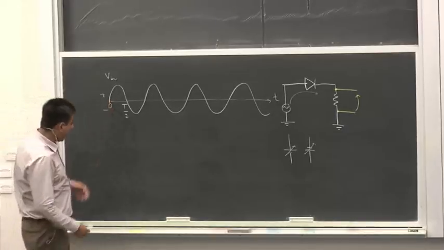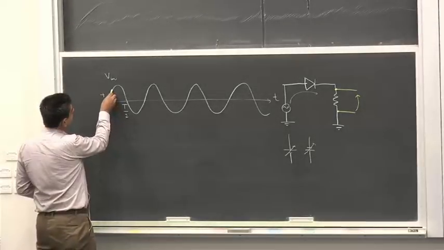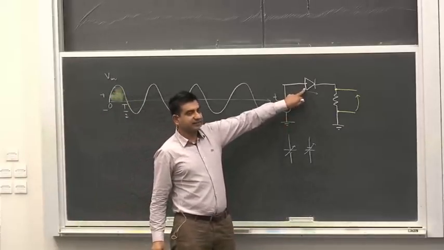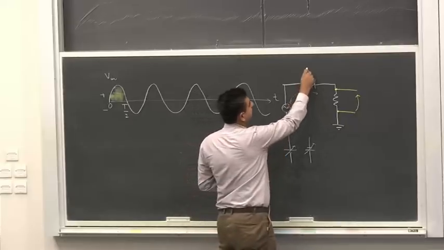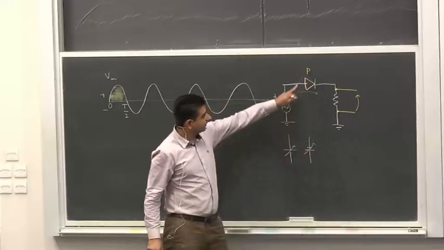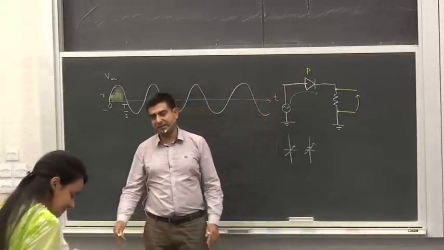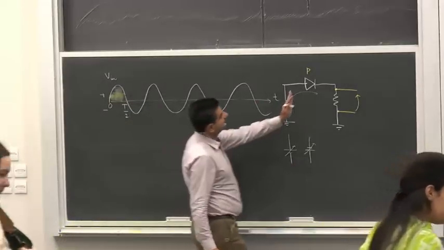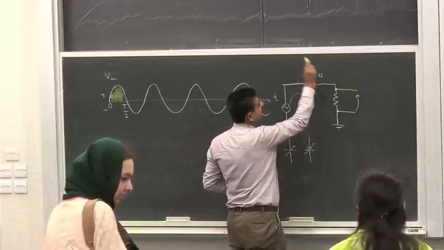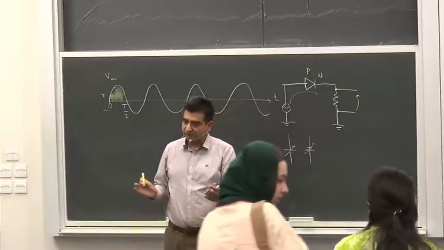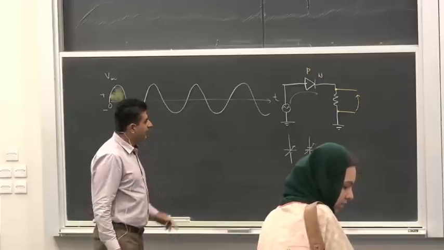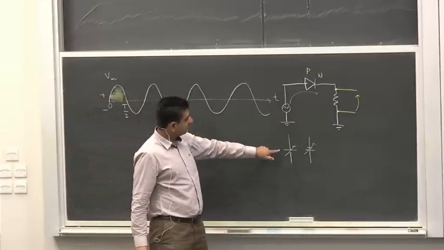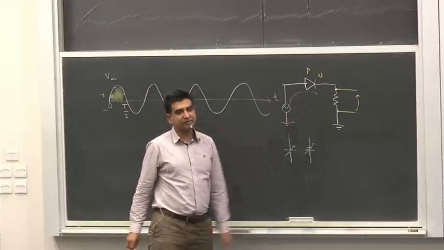So in half of the cycle, in this half of the cycle, the positive terminal of the battery is connected to this P terminal of the diode. So this triangle represents the P terminal of the diode, the P-type material inside the diode. This stroke represents the N-type part of the PN diode crystal. So in this part of the alternating source, the positive terminal of the battery is connected to the P.